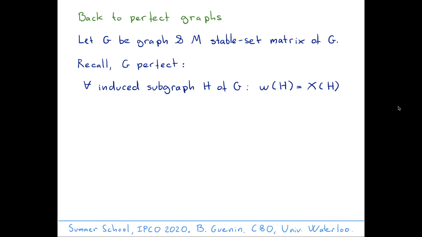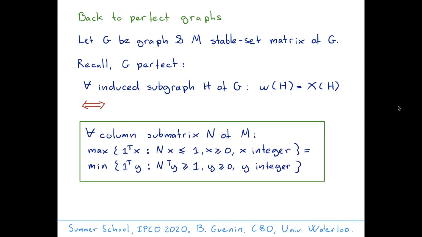The condition is that for every induced subgraph H of G, omega of H equals chi of H. So the size of the largest clique is equal to the minimum number of colors needed to color H. We can restate this definition of a perfect graph just in terms of matrices.